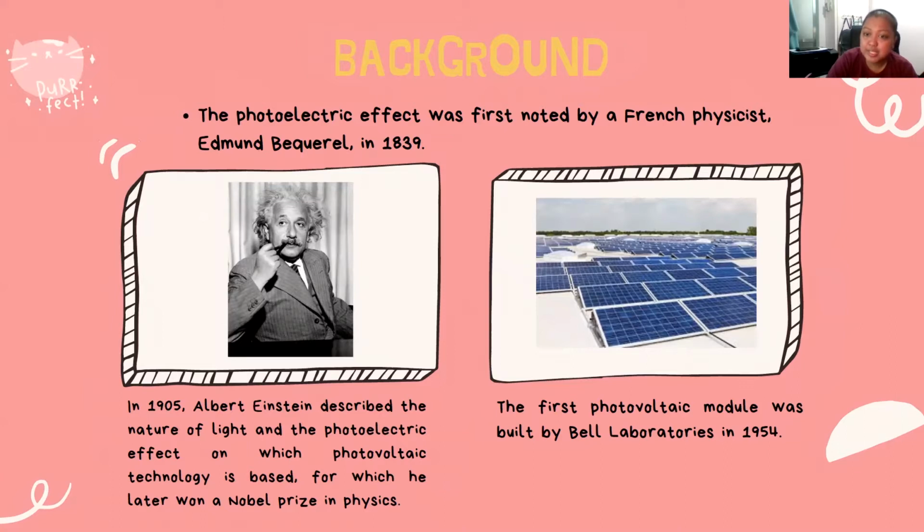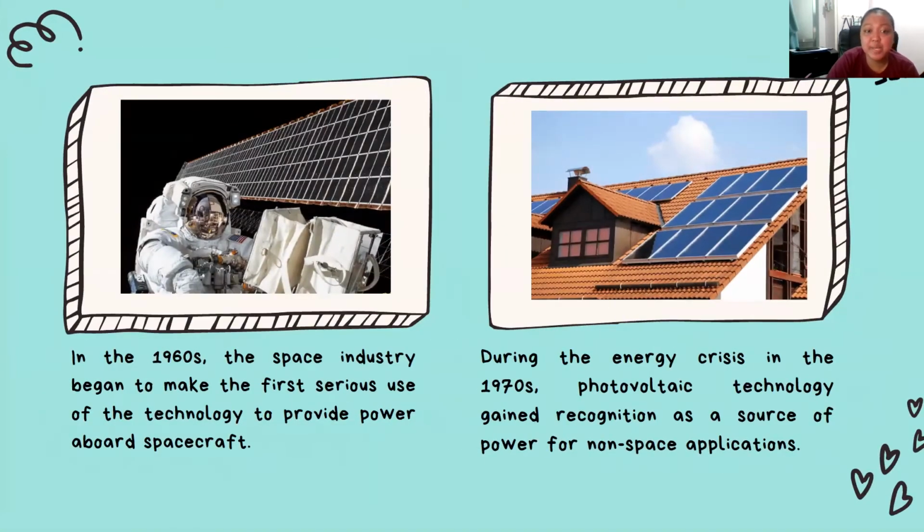The first photovoltaic module was built by Bell Laboratories in 1954. It was built as a solar battery and was mostly just a curiosity as it was too expensive to gain widespread use. In the 1960s, the space industry began to make the first serious use of the technology to provide power aboard spacecraft. So, solar panels were able to help astronauts as they began exploration. And during the energy crisis in the 1970s, photovoltaic technology gained recognition as a source of power for non-space applications.